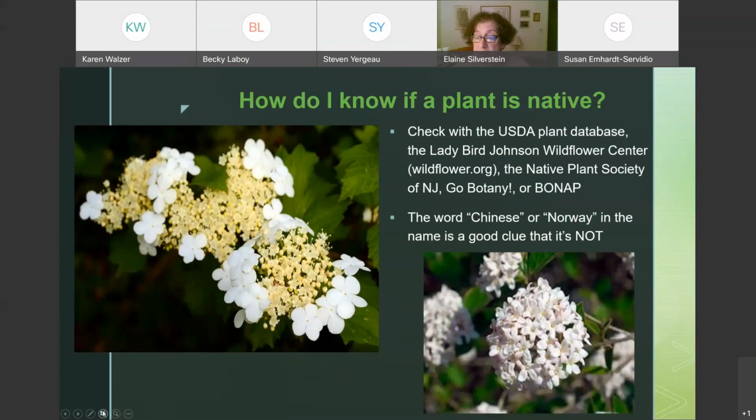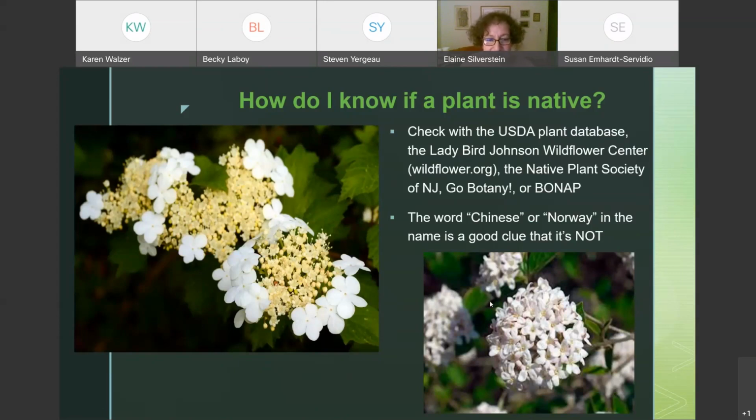There are a bunch of different references that are excellent. There is the USDA plant database, the Lady Bird Johnson Wildflower Center, which can be accessed at wildflower.org, the Native Plant Society of New Jersey, Go Botany, which is from New England, or BONAP, the Biota of North America Program. But something that will be a good clue all the time is the word Chinese or Norway or English in the title, in the common name of the plant, is telling you pretty much that that's not native.